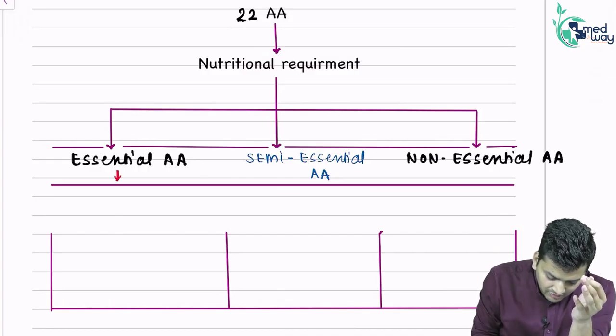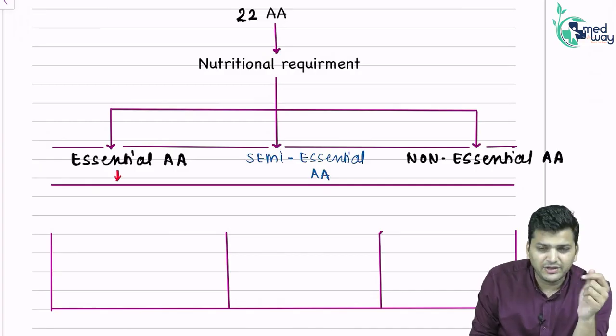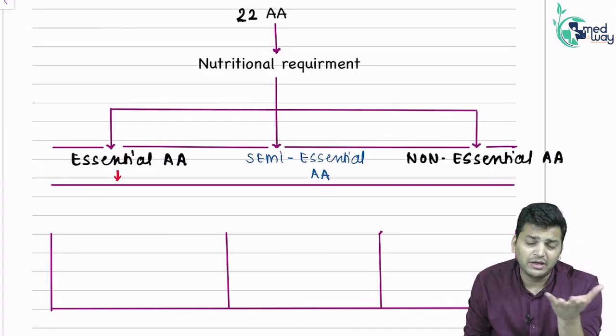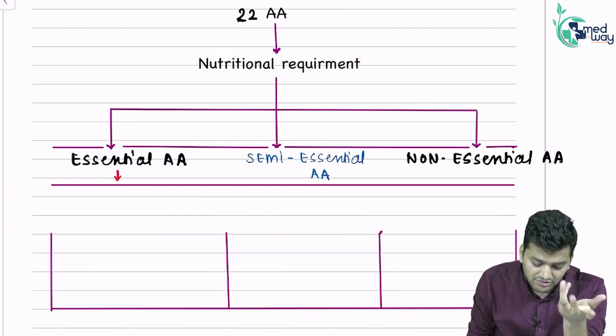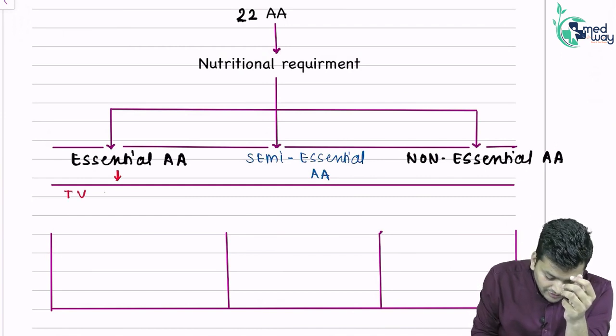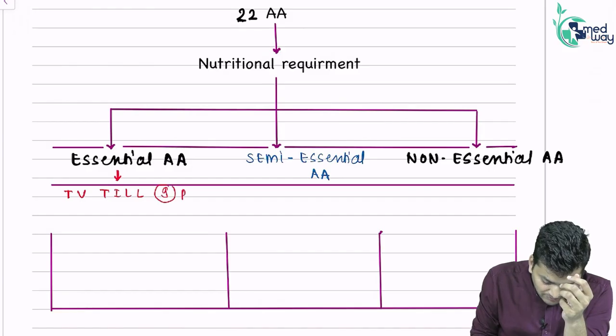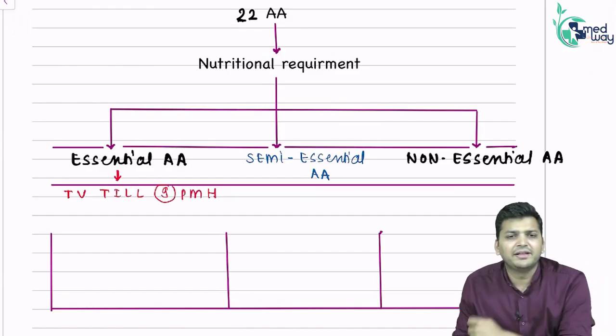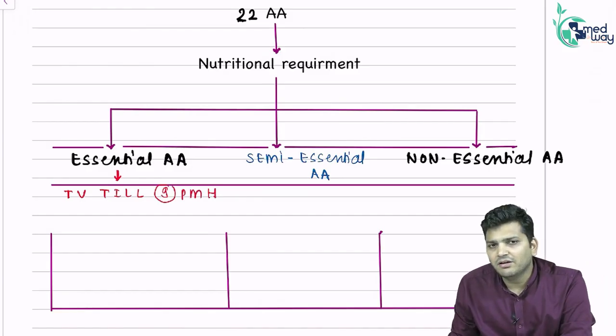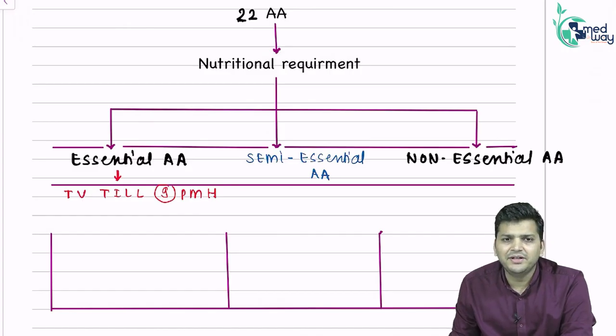When it comes to essential amino acids, there are a total of 9. In Satyanarayan it is written 8, but in Harper Lippincott it is written 9, so we'll go with that. The mnemonic is TV TILL 9 PM HH. These are the 9 essential amino acids.